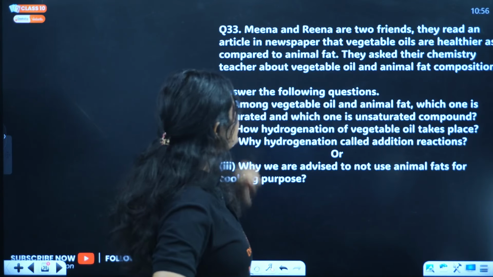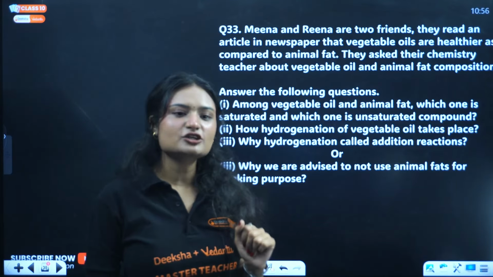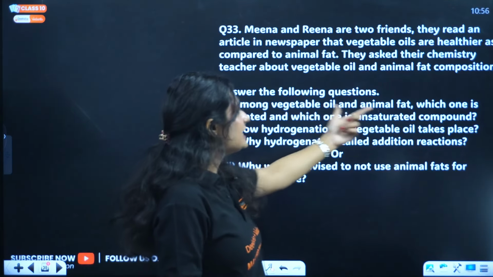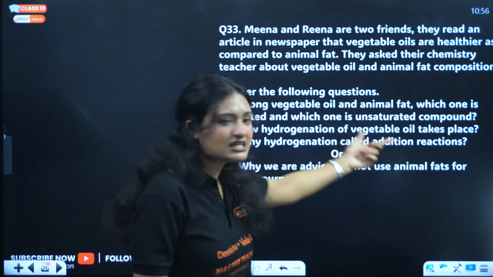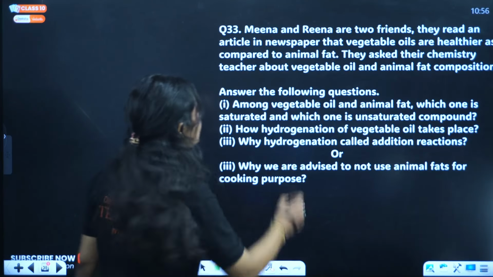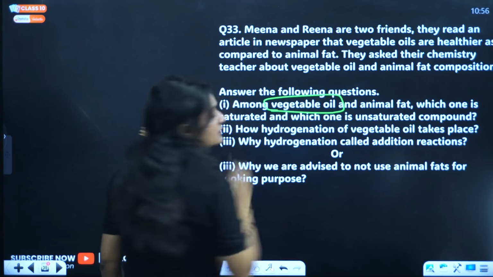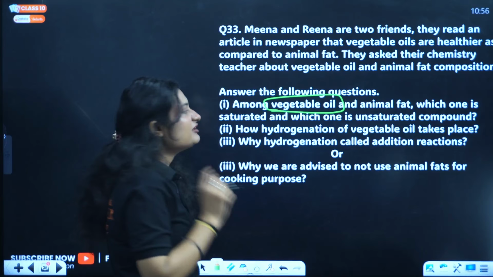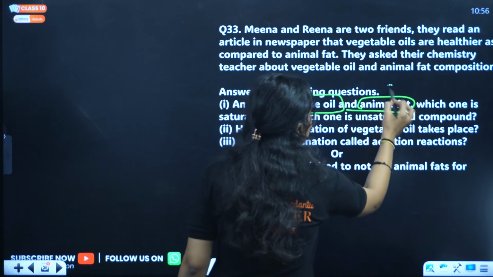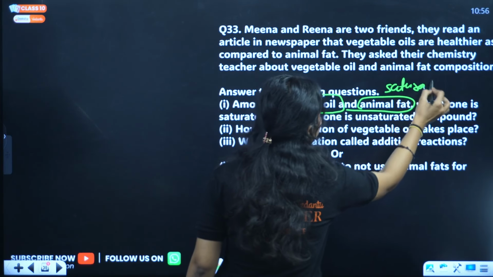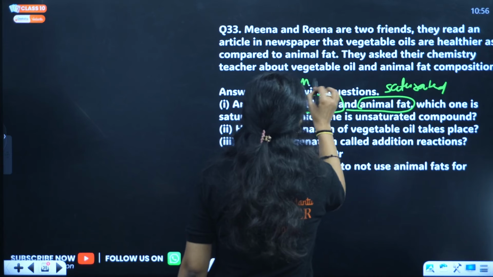They asked their chemistry teacher about vegetable oil and animal fat composition. Among vegetable oil and animal fat, which is saturated, which is unsaturated? Vegetable oil is unsaturated. Animal fat is saturated. Animal fat is saturated while vegetable oil is unsaturated.